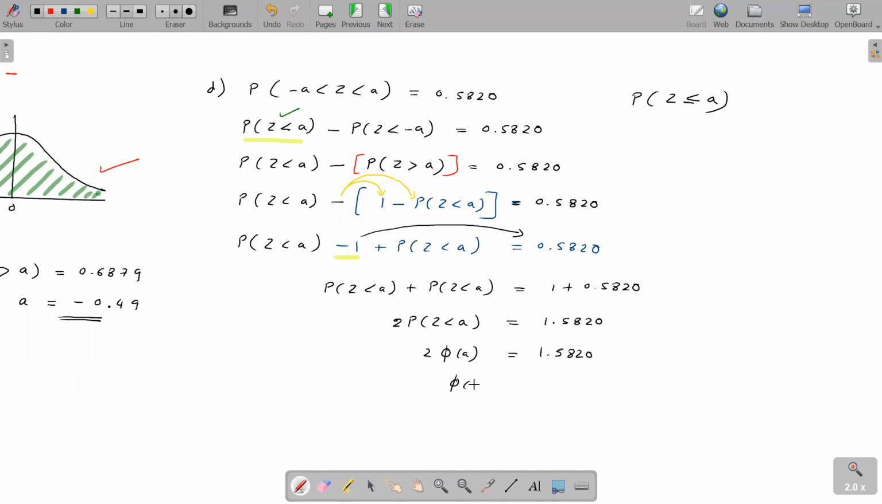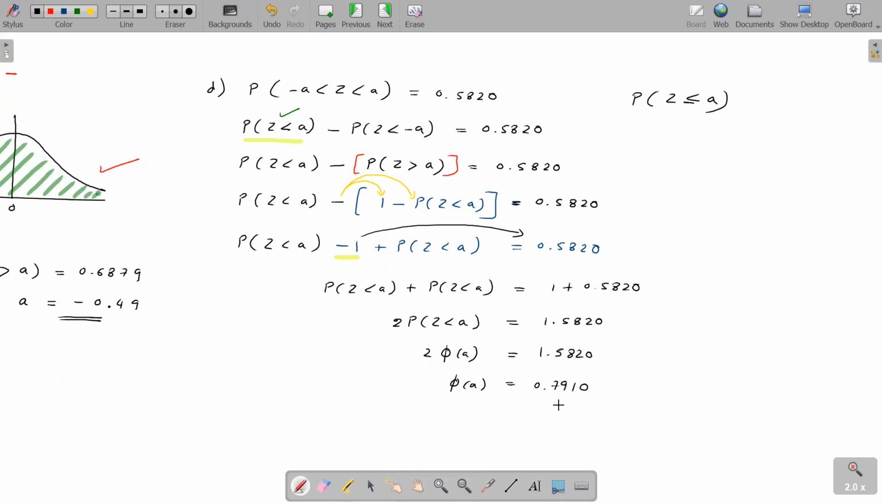And then phi A is equal to, you divide this by 2, right? You can reduce the steps, guys. I think I'm writing so many steps here. You can definitely reduce the number of steps. 1.5820 when you divide by 2 is 0.7910, right?